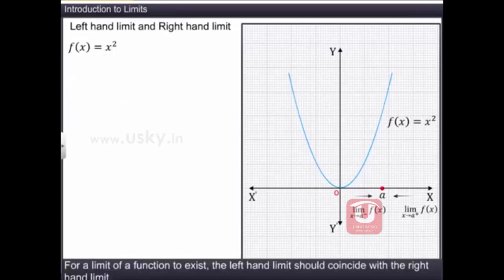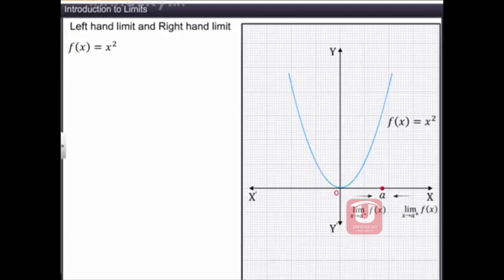For a limit of a function to exist, the left-hand limit should coincide with the right-hand limit. For the function x square, we will see what the left-hand limit and the right-hand limit are. The left-hand limit is as shown. On the left of the point 2, the value of the function is x square. The value of the left-hand limit is equal to 4.